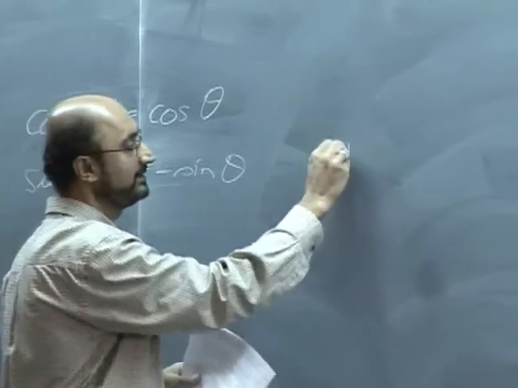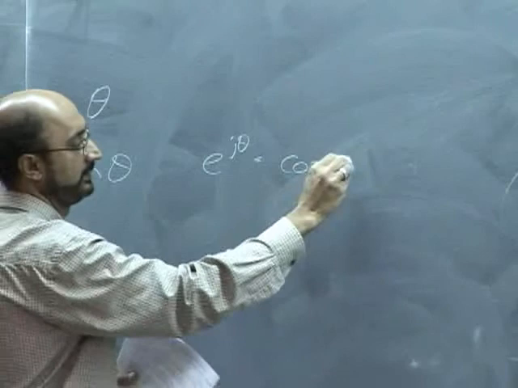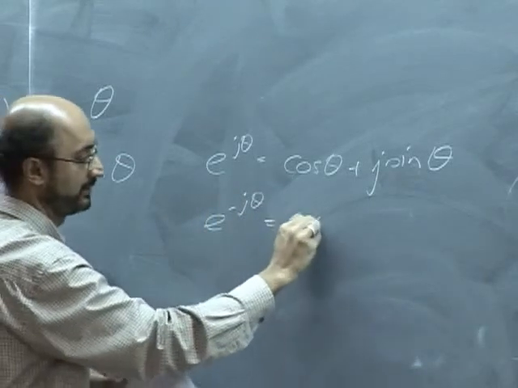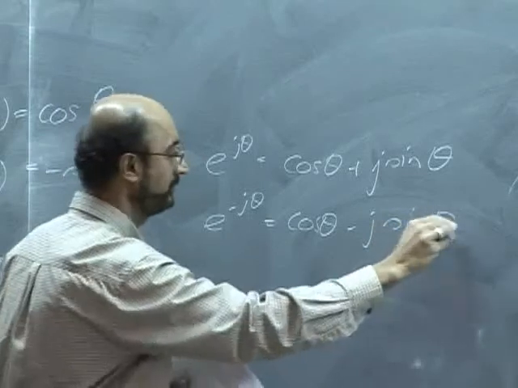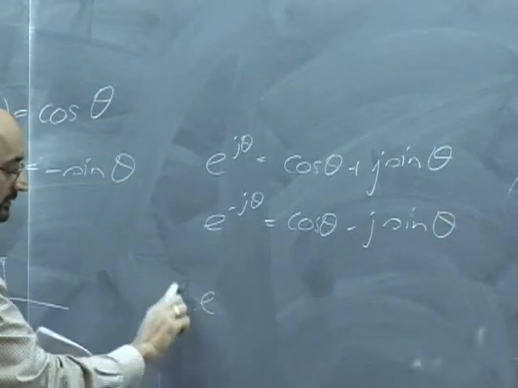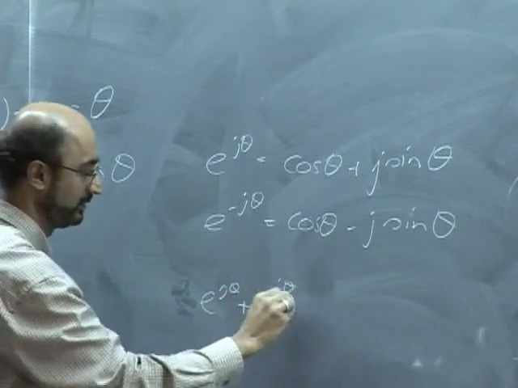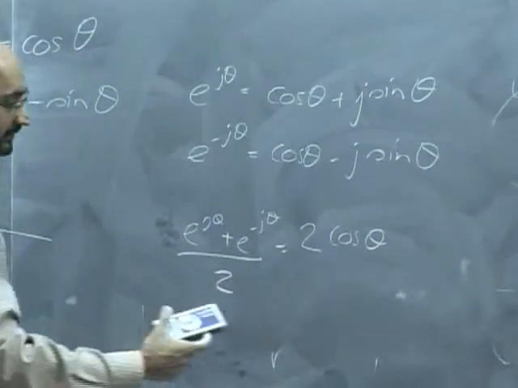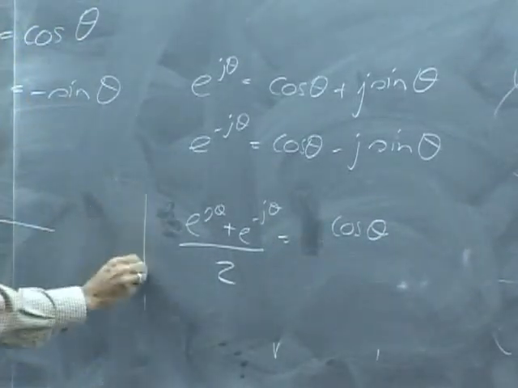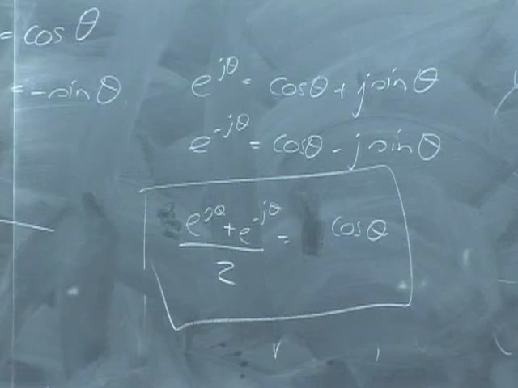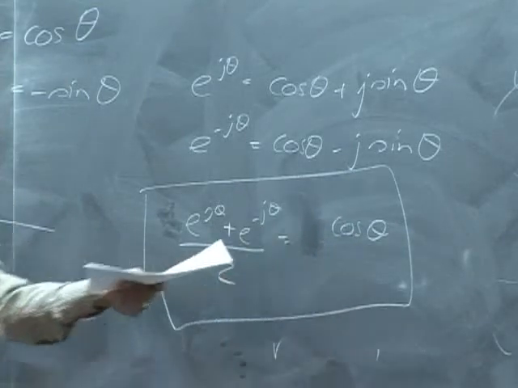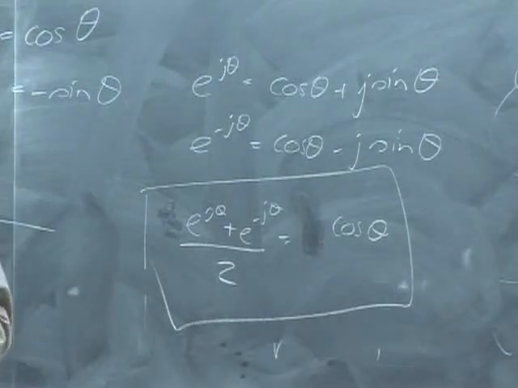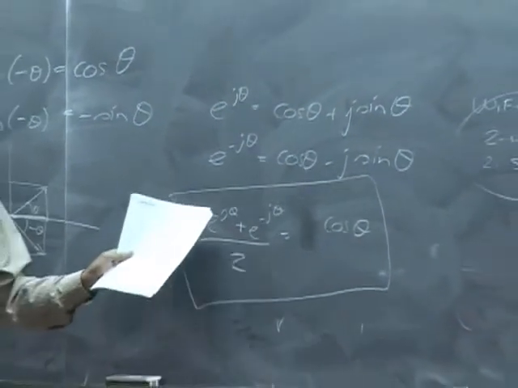Therefore, e to the j theta is equal to cos theta plus j sine theta. E to the minus j theta is equal to cos theta minus j sine theta, which means that e to the j theta plus e to the minus j theta equals 2 cos theta. So you can just say e to the j theta plus e to the minus j theta, divided by 2, is cos theta. This is a good thing to remember. If you want cos theta, you can just take this. So if I give you a pure trigonometric function cos theta, I can represent it as a complex exponential.